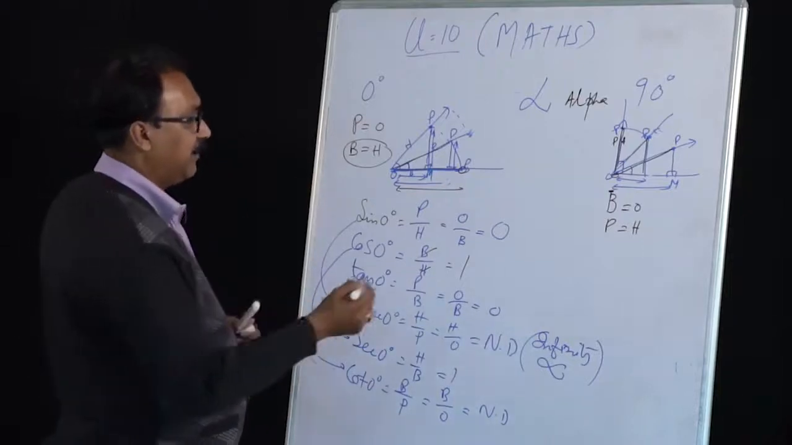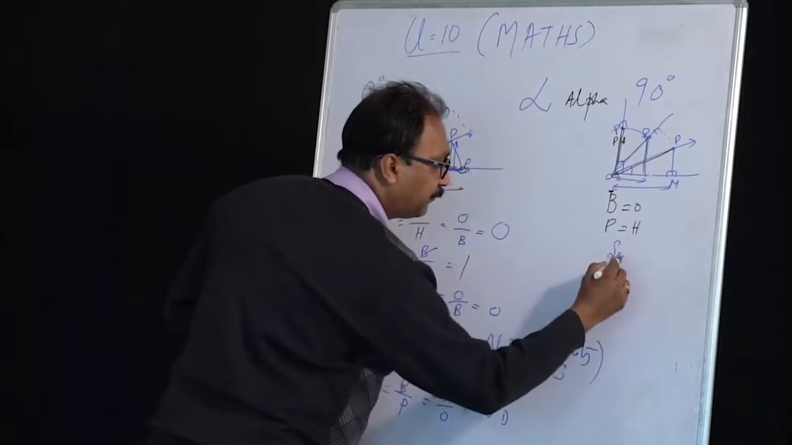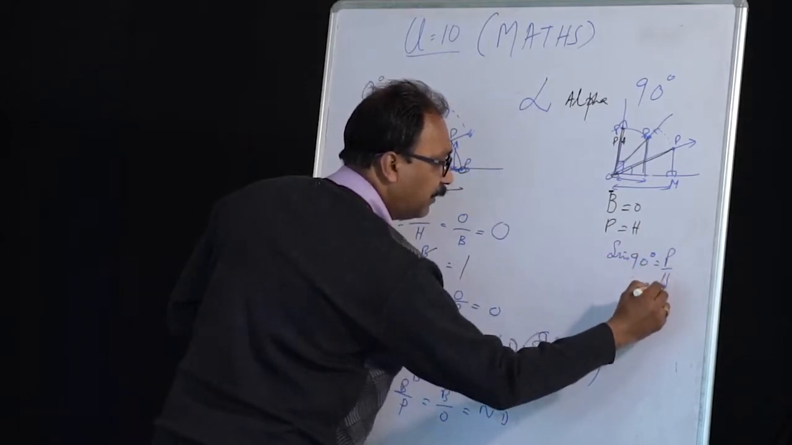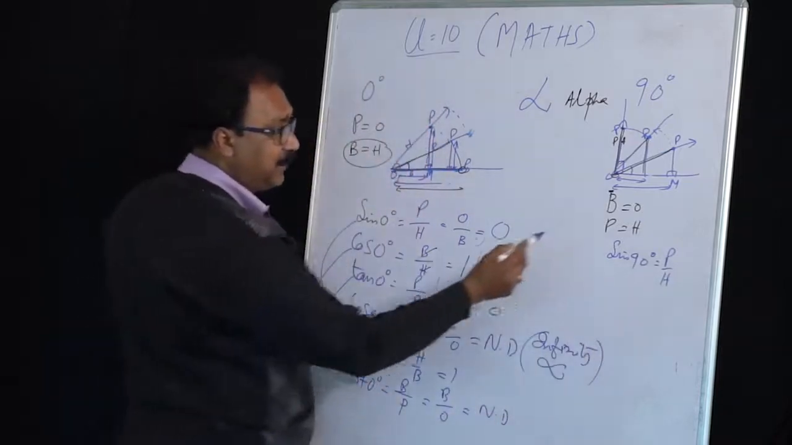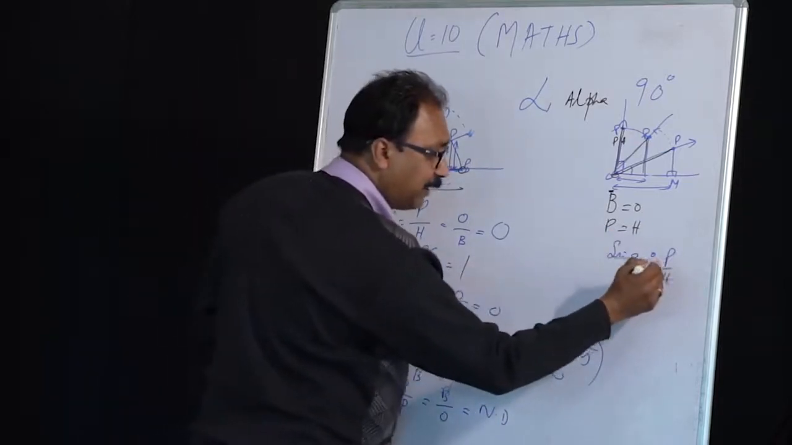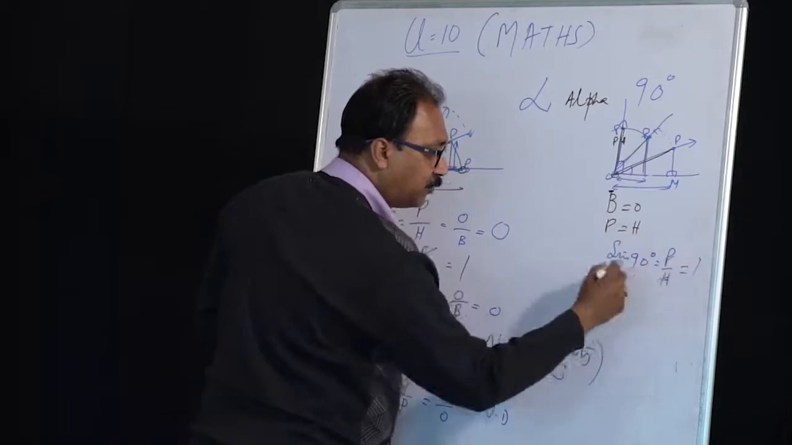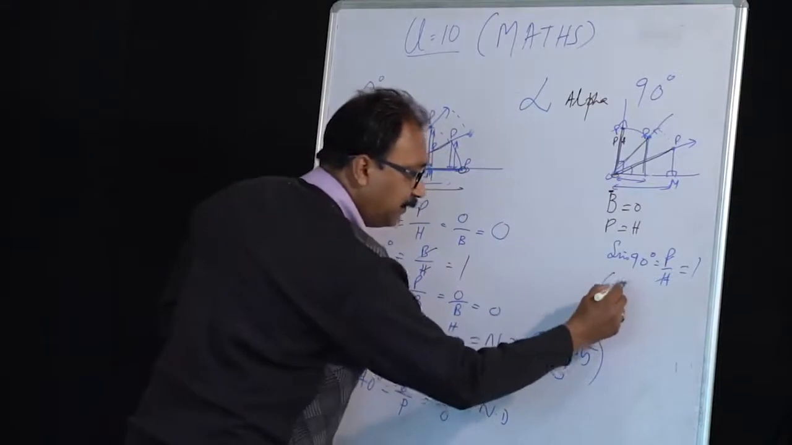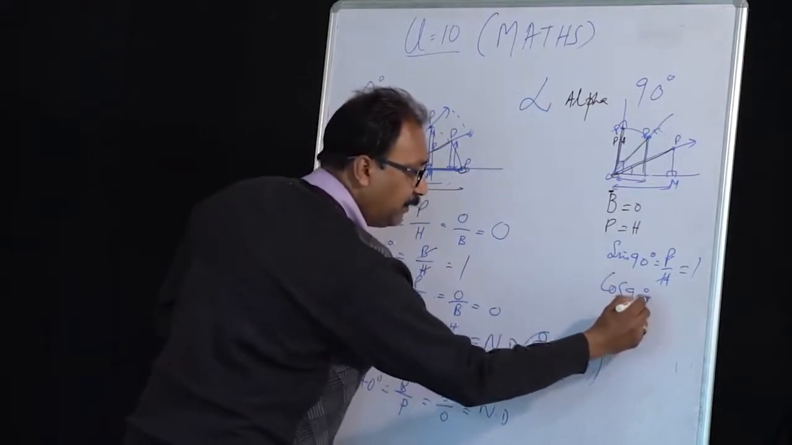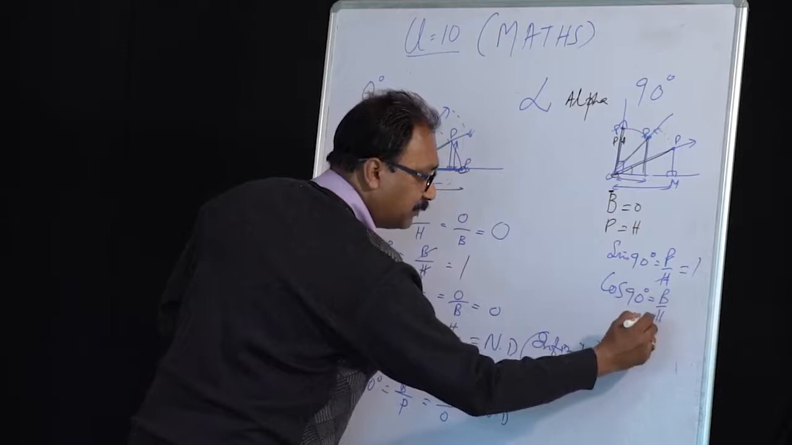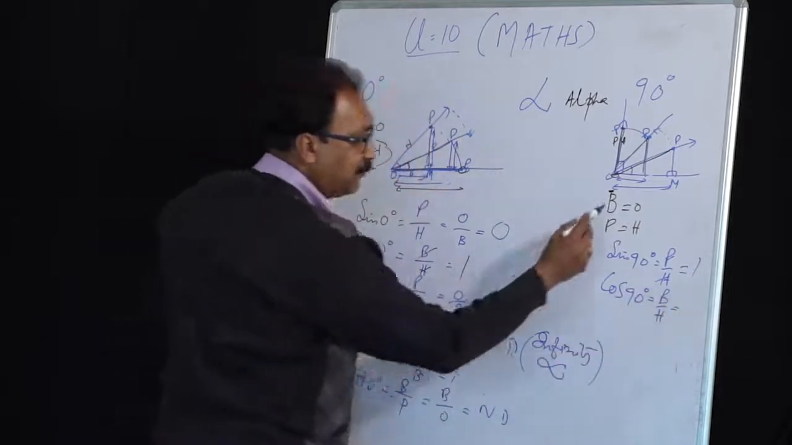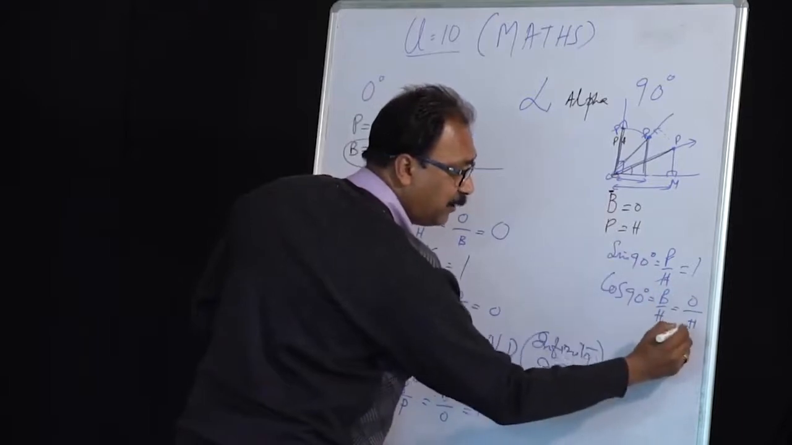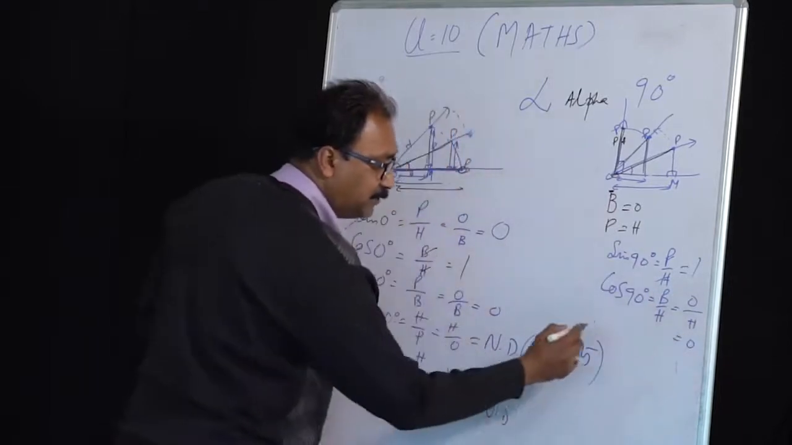Clear? So like sine 90 degree. Look here. Sine 90 is perpendicular by hypotenuse. So what is the perpendicular here? Both are the same. Both being the same, we can cancel and it becomes 1. So sine 90 is 1. Easily you can find it. Then cos 90 degree. Cos 90 degree is base by hypotenuse. So what are the base and hypotenuse? Base is 0 and hypotenuse is the same, so you can write H. So 0 by anything is 0. So cos 90 is 0.